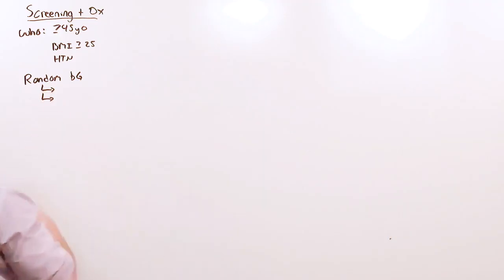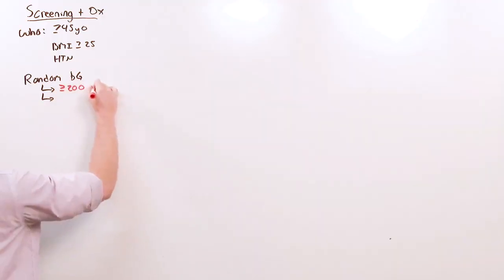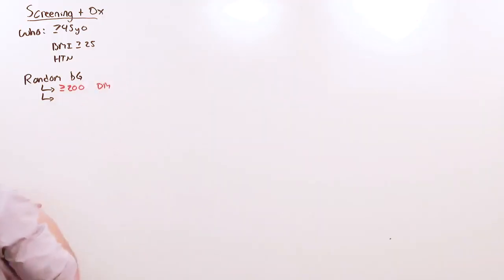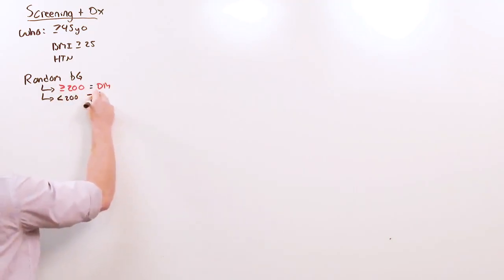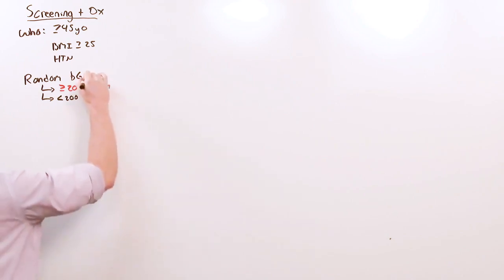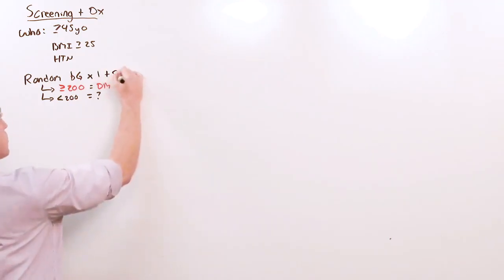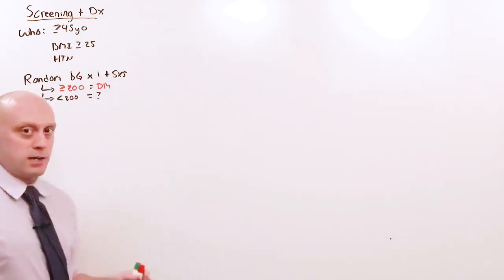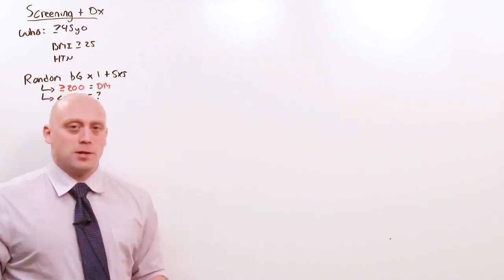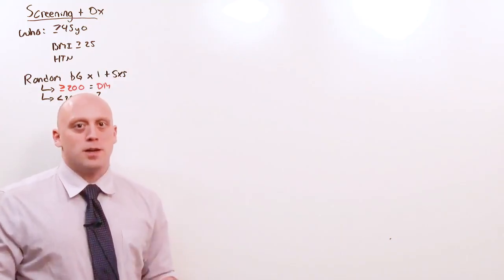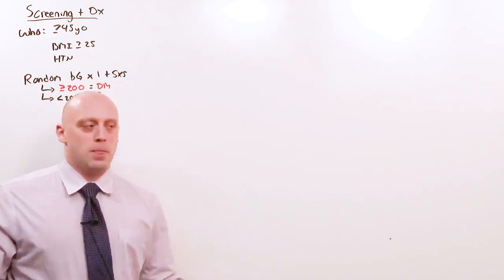And what you want to learn is 200. If it's greater than or equal to 200, you've been diagnosed with diabetes. If it's less than 200, you have no idea. And you need one random blood glucose greater than 200 with symptoms of diabetes to make the diagnosis. This is how you screen people with type 1. They come in with polyuria and polydipsia, you check a blood sugar and it's really high, okay, you've got diabetes.